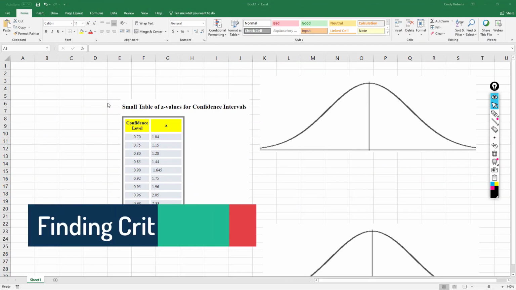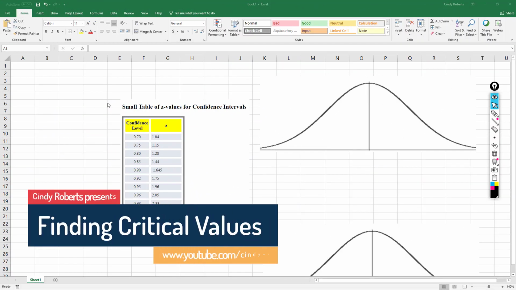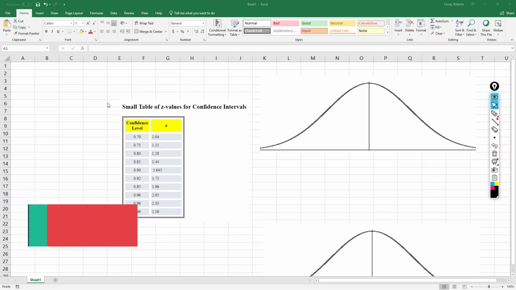Okay, how to find critical values. Whether you're doing a hypothesis test and you need to look up a critical value based on alpha, or if you're doing confidence intervals and you need the critical value because it's in the formula, how do you find these?